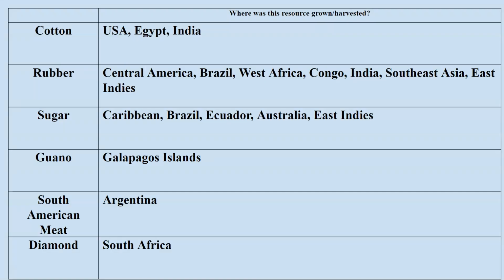Next up, the main industrial resources of the Industrial Revolution. Where did they come from? Okay, cotton comes predominantly from the American South, from Egypt, and from India.